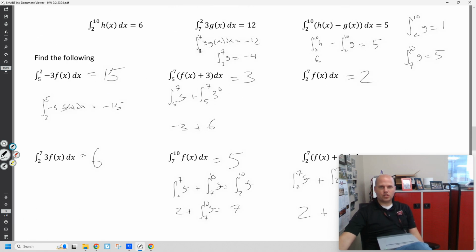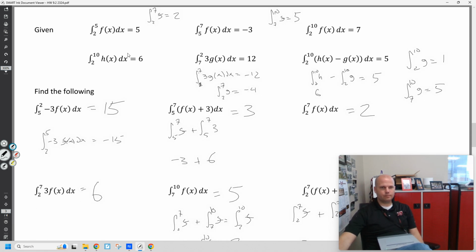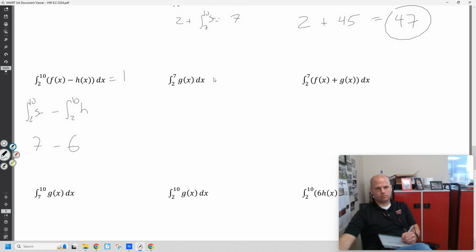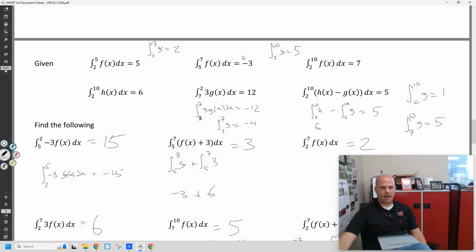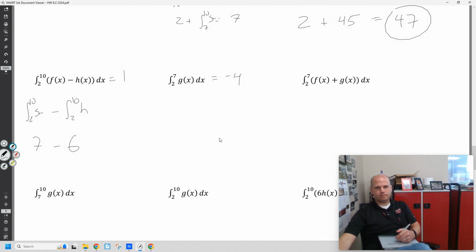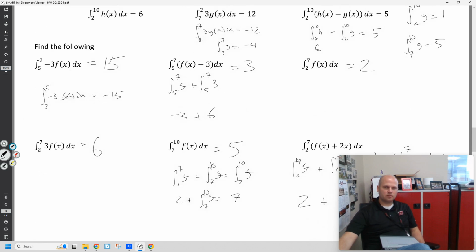2 to 7 of g, I think I found that, negative 4. 2 to 7 of f plus g is 2 to 7 of f plus 2 to 7 of g, so that's going to be negative 2. If you want to split this up, you can. If you guys are just copying this down, you've got to know why I'm getting all these right answers.